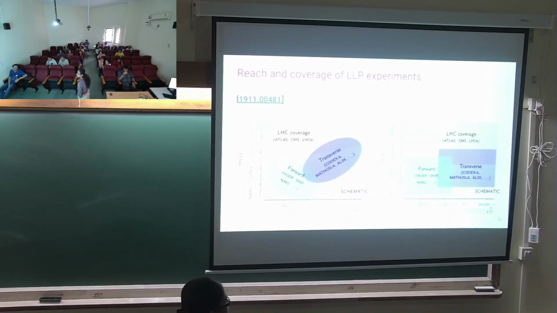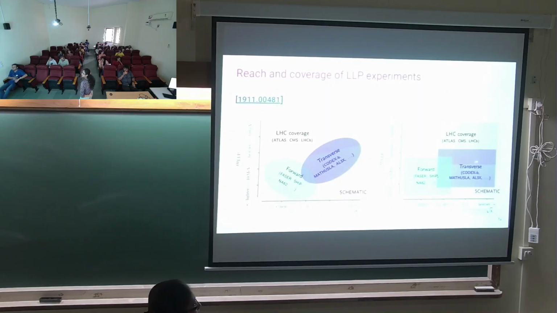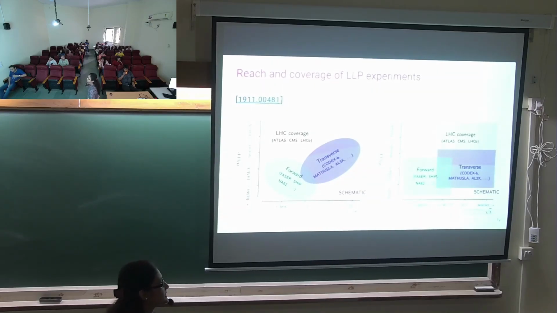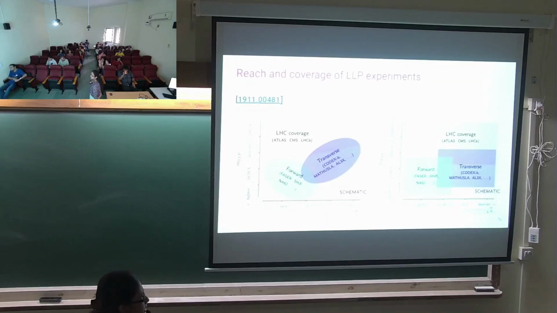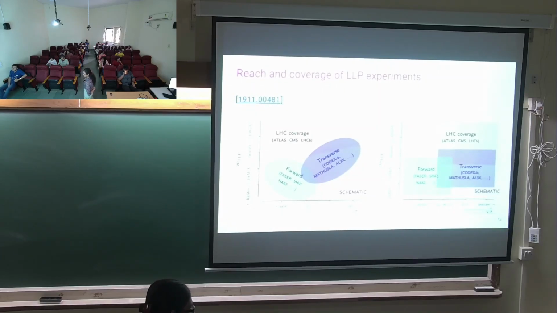The right hand side plot is for the LLP mass versus root-s energy. The forward detectors are more sensitive for root-s less than a few GeV, whereas the LHC and the transverse detectors are proposed for this higher root-s energy.